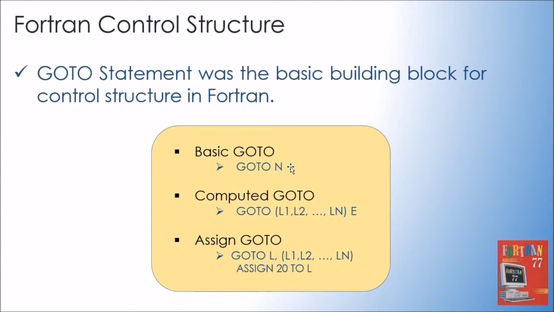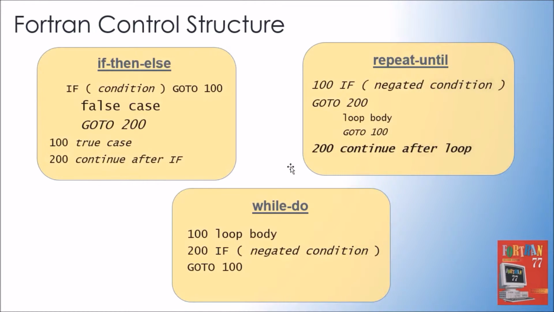Fortran control structure. Goto statement was the basic building block for control structure in Fortran. Three types of goto statements are there in Fortran. They are the basic goto, computed goto, and the assign goto statements. Also, Fortran has the if, then, else, and repeat until and while do loops to control the data flow.